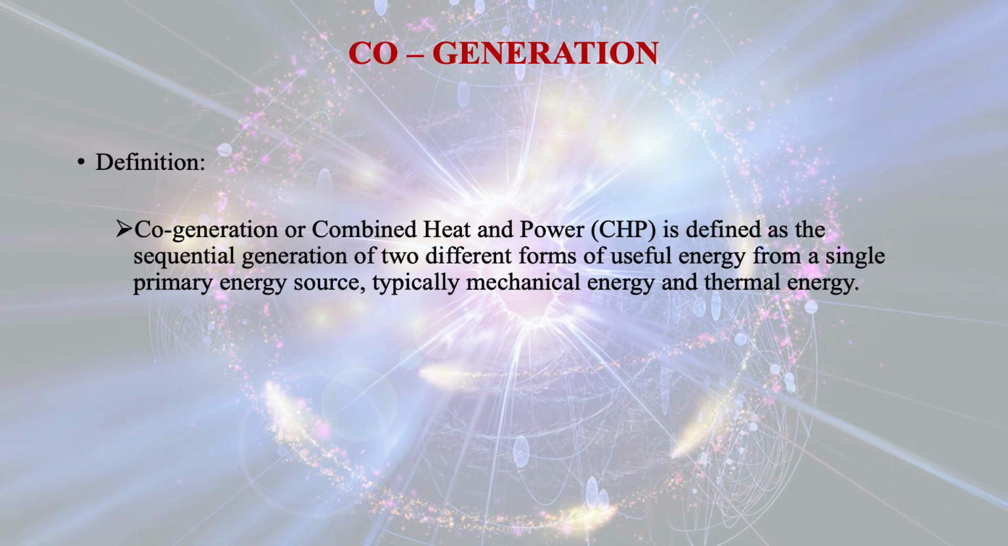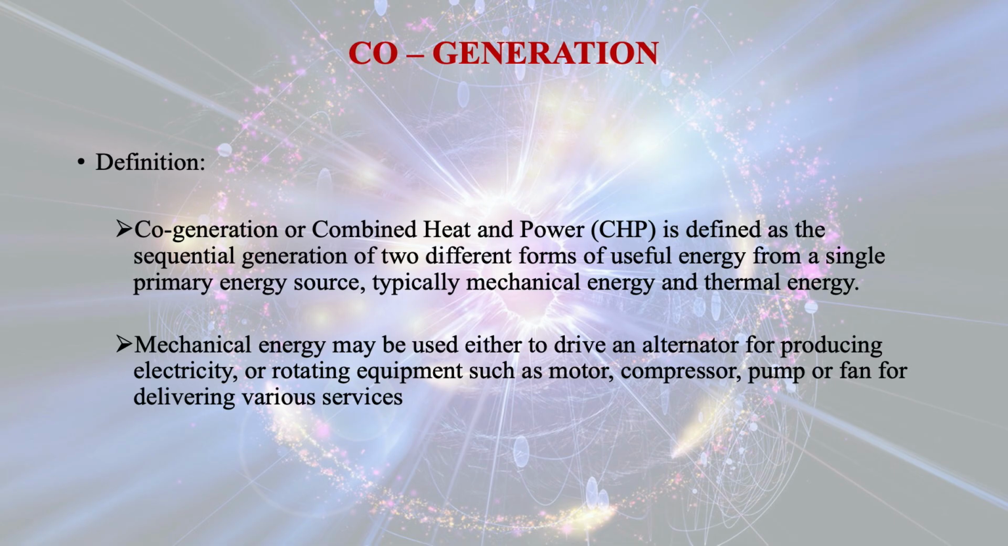Cogeneration, or combined heat and power, that is CHP, is defined as the sequential generation of two different forms of useful energy from a single primary energy source, typically mechanical energy and thermal energy. Mechanical energy may be used either to drive an alternator for producing electricity or rotating equipment such as motor, compressor, pump or fan for delivering various services.